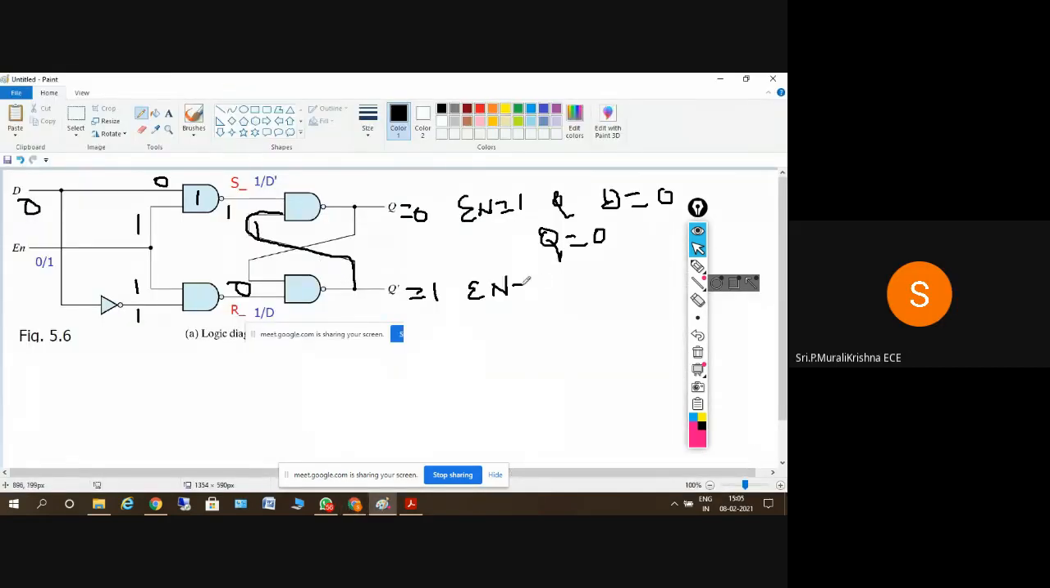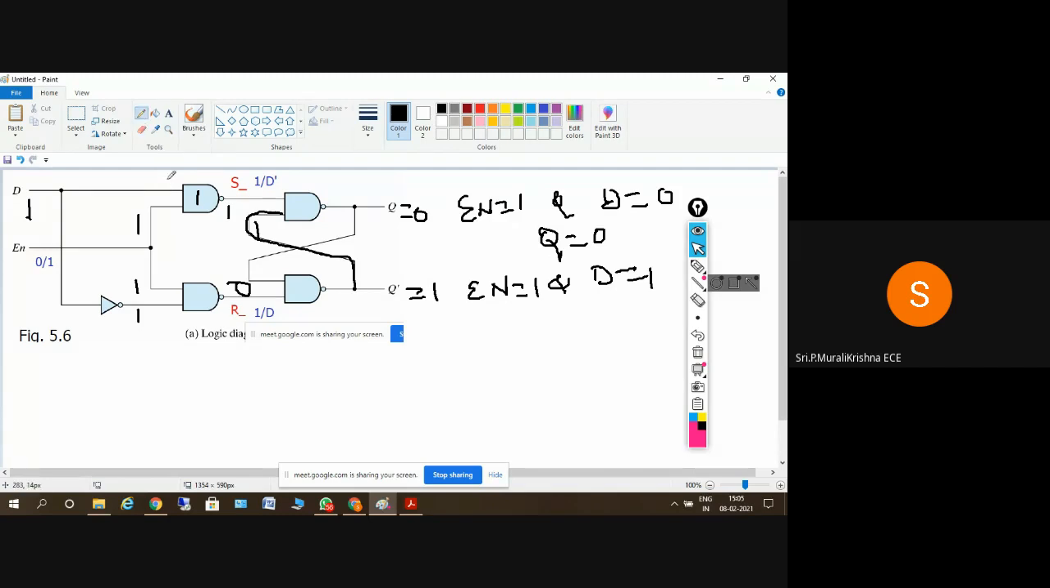Okay, so now enable is equal to 1 and D is equal to 1. We'll see what happens when enable is equal to 1 and D is equal to 1. Okay, so D is 1 here.